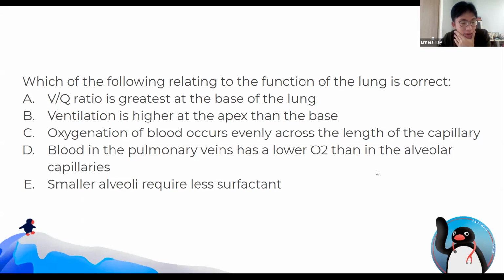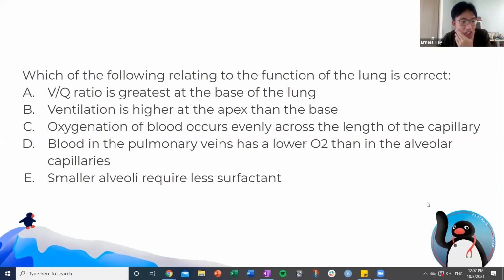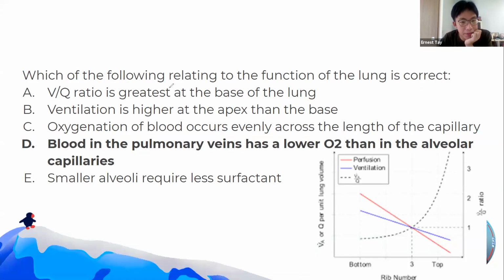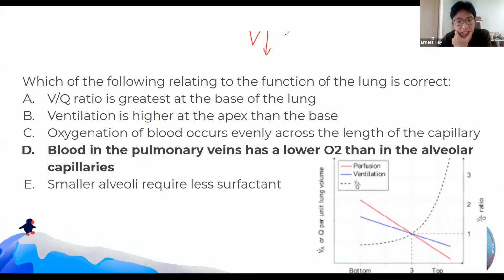Okay, so I got a few answers. I think I'll just explain this. So the answer is actually D. And I'll just explain each of the options. So VQ ratio is the greatest at the base of the lung. The answer is no. VQ ratio is actually the lowest at the base of the lung. Because V decreases by a bit as it goes down the lung and Q decreases by a lot.